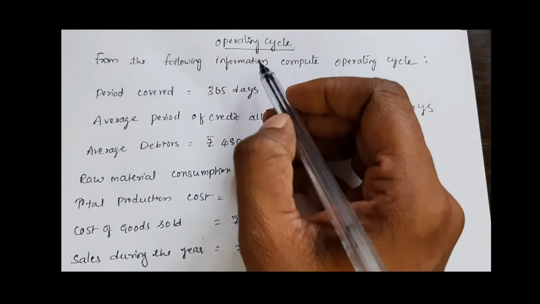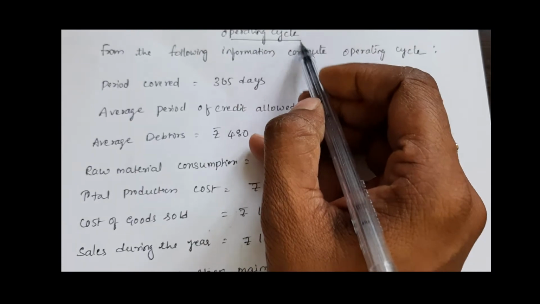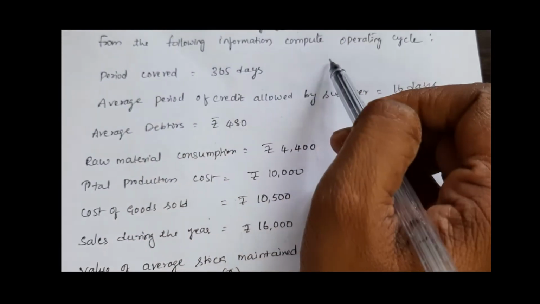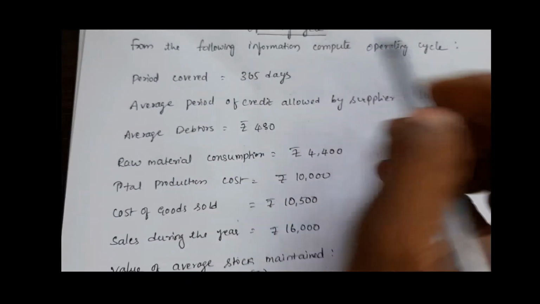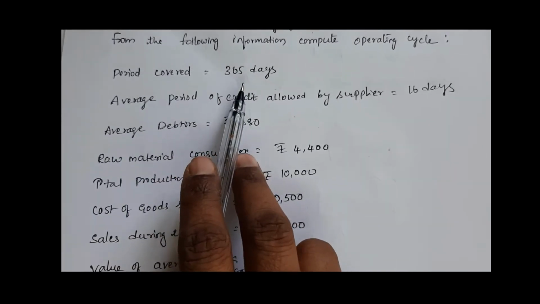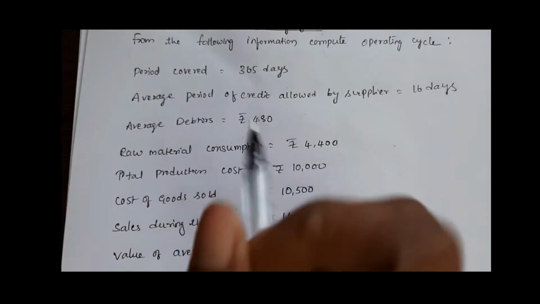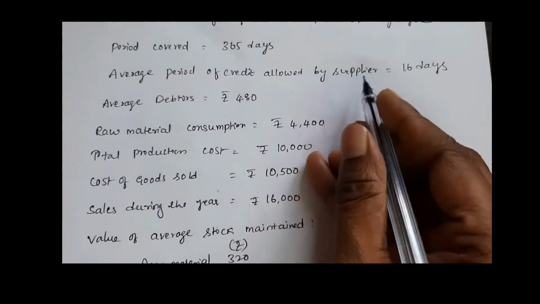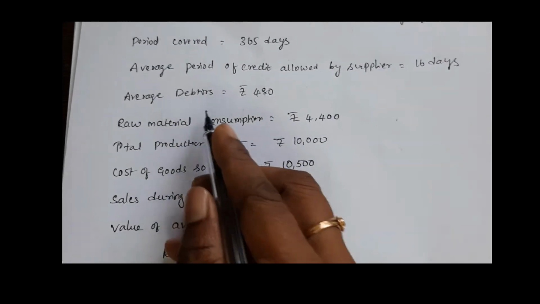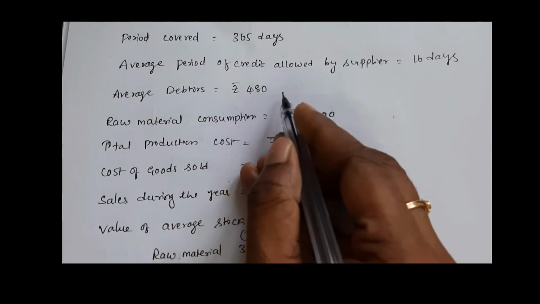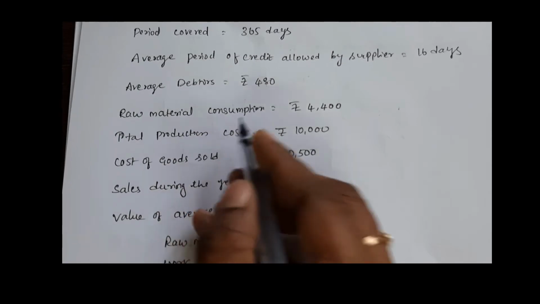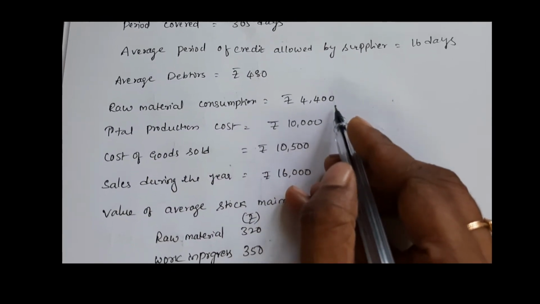We will do a sum on operating cycle now. From the following information, compute the operating cycle. Period covered: 365 days. Period of credit allowed by supplier: 16 days. Average debtors: rupees 480. Raw material consumption: rupees 4,400.